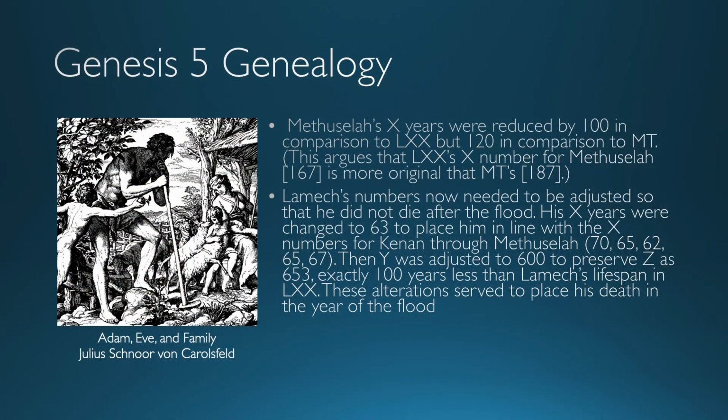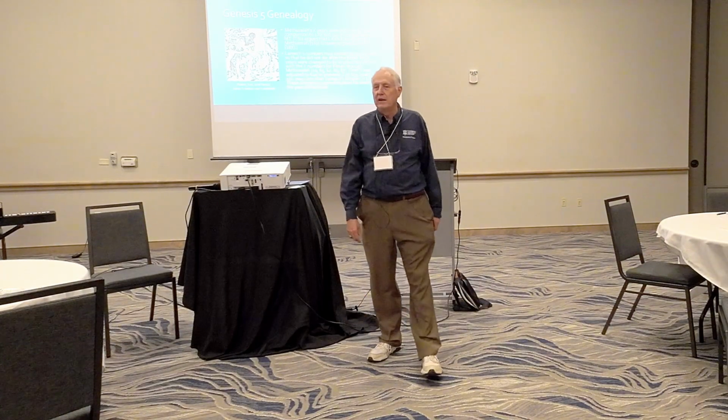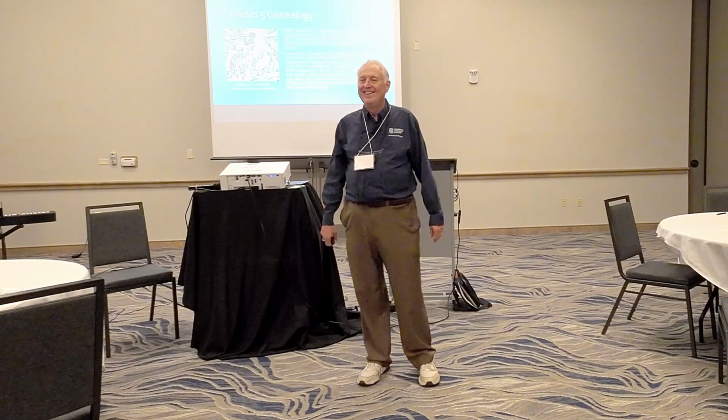Lamech's numbers now needed to be adjusted, so he didn't die in the year after the flood. So the Samaritan Pentateuch takes his X years to 63 to place him in line with the X numbers for these guys from Kenan through Methuselah. And then his Y was adjusted to 600 to preserve his total years at 653, exactly 100 years less than Lamech's lifespan. We're going to adjust the numbers again to get them to work. And you make these alterations and he dies in the year of the flood. So instead of having one guy die in the year of the flood, as it appears from the Masoretic text, now you've got three guys.